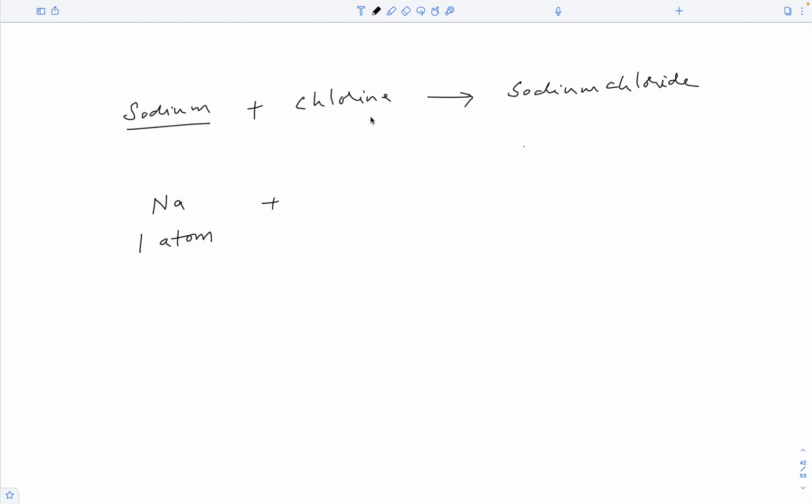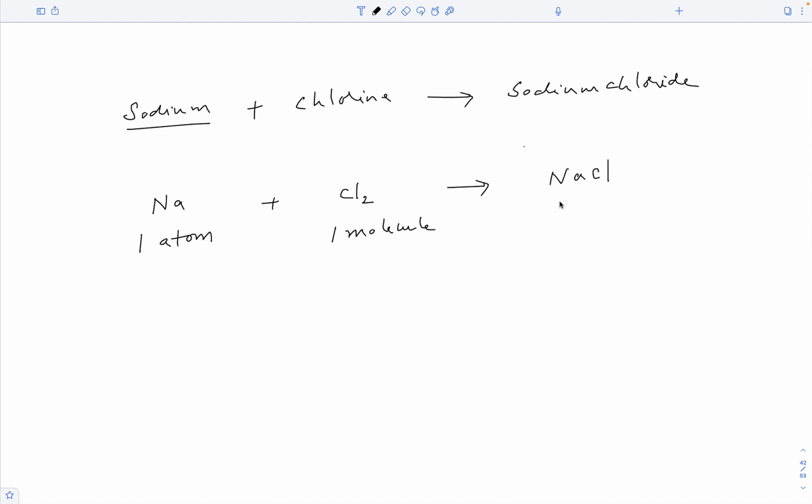Chlorine is a molecular substance. It is composed of diatomic molecules, and this is the molecular formula of chlorine. And the chlorine used for this reaction is composed of molecules, so it must be represented by its molecular formula Cl2, not by its symbol Cl. Again, this molecular formula represents that the element is chlorine. It also represents exactly one molecule of chlorine.